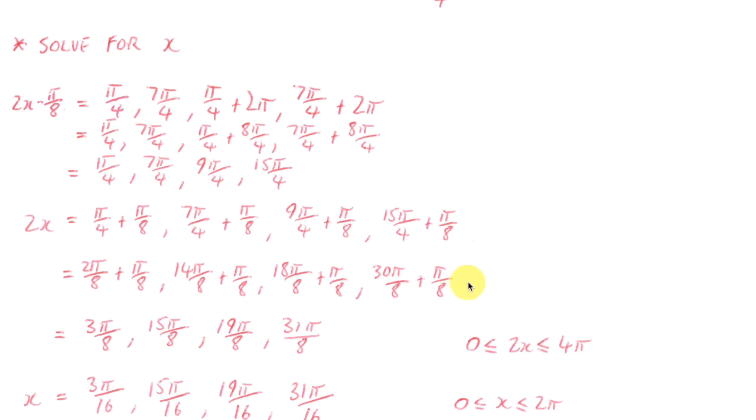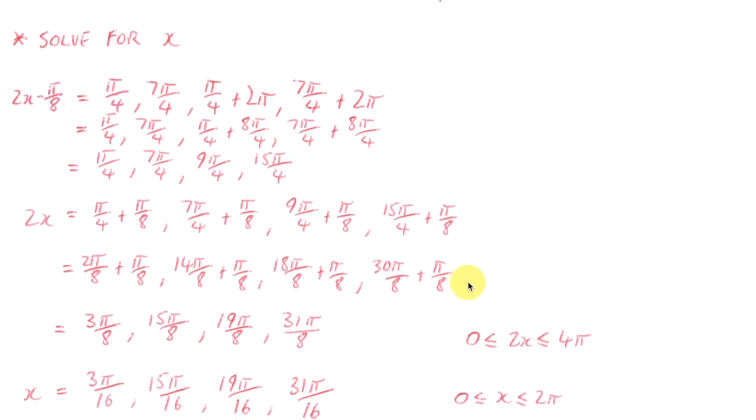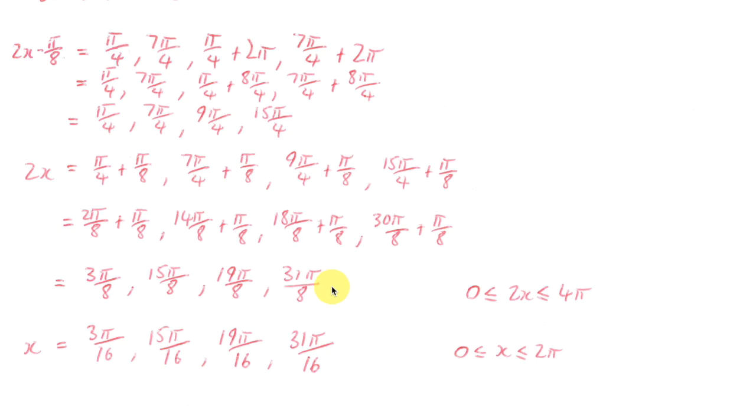And then I write all those fractions over 8. I combine the fractions, and I only accept the answers that are within the domain between 0 and 4 pi for 2x. So obviously if I wrote these all over 8, if I wrote 0, that would be just 0 pi on 8, and then 4 pi would be 4 times 8, so we're looking at 32 pi on 8. So that's why the 31 pi on 8 is within that domain.